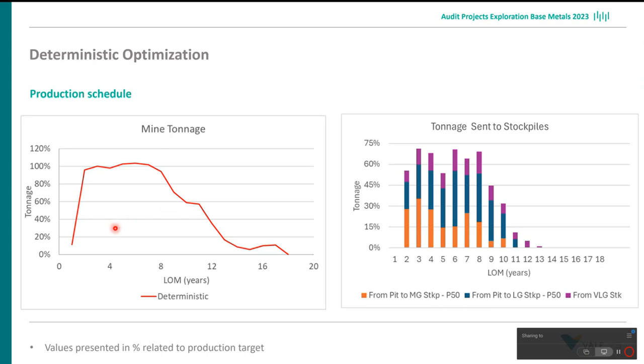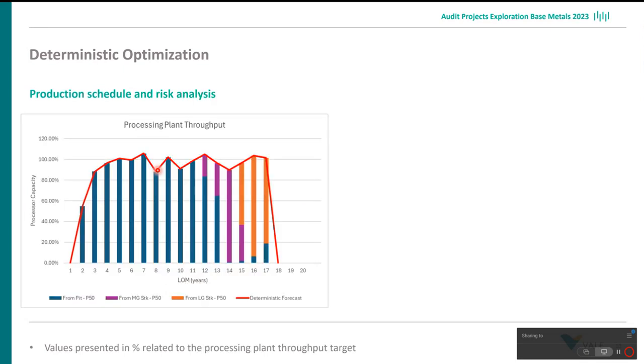And with respect to the mine tonnage, it's extracted at full capacity, at 100%, over almost 8 years, and then that consistently slows down. So you could use material from the stockpiles. And so this is how material is fed into the mill from which destination.